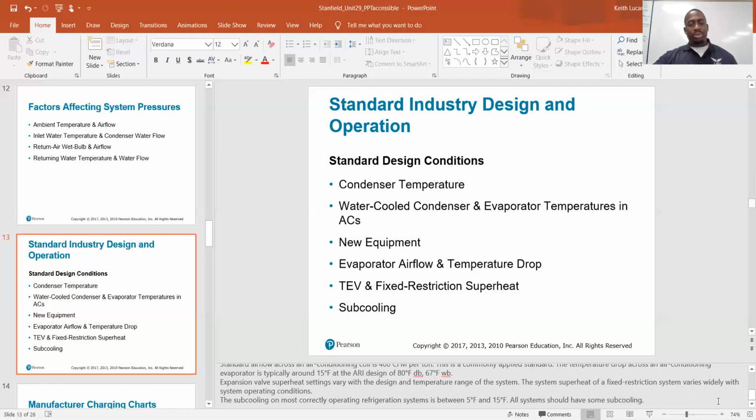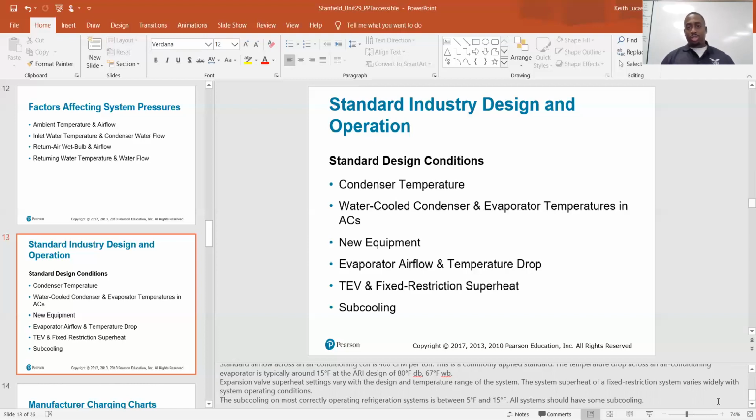So between 8 and 15, or is it 8 and 12? You'll hear different rules of thumb out there. Between 8 and 12 or 8 and 15 is the typical superheat, but you can always just go by the charging chart to get the actual target superheat. And then when it comes to the subcooling, your default subcooling will be 10 degrees Fahrenheit. That's a rule of thumb you can keep with you in the field.